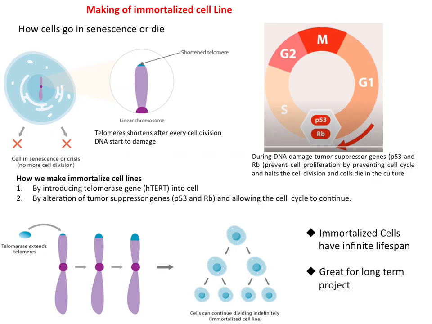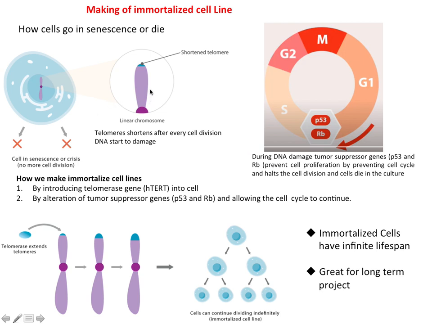So how can we make immortalized cells, and why is there a need to make immortalization? Because cells go into senescence or may die after some time. So our main objective is to make immortalized cells. So how do cells go to senescence?